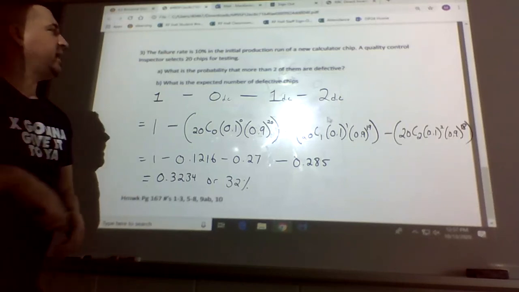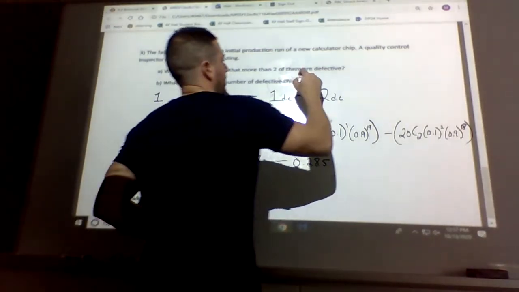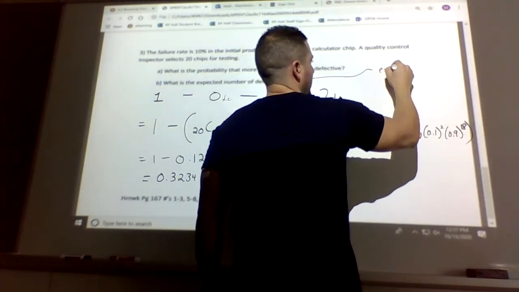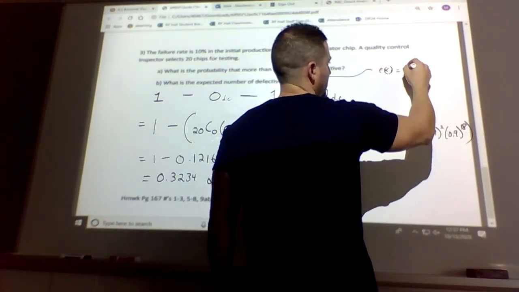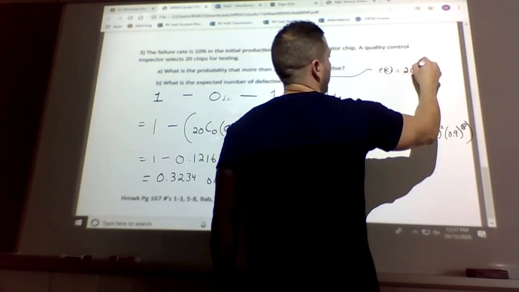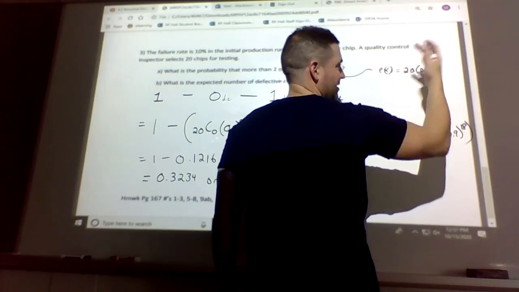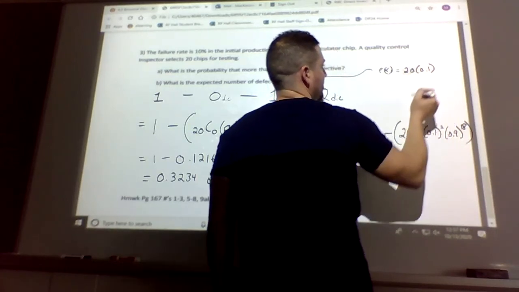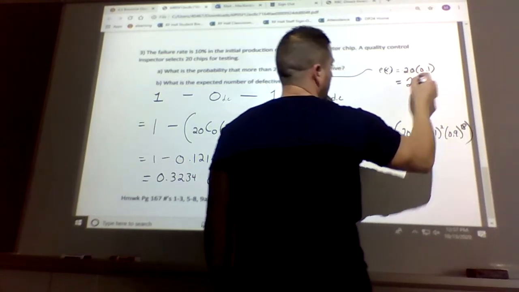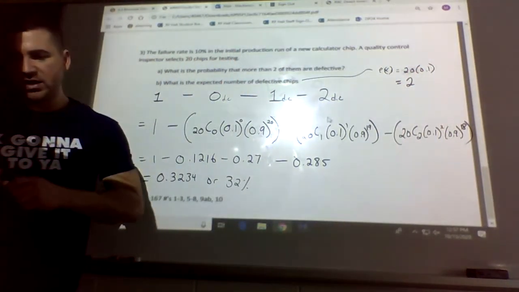Okay, and what is the expectation? So the expectation is the number of trials, which is 20 chips, and the probability of success, or in this case defectiveness, is 0.1. So we should expect 10% of 20 is 2. So we should expect 2 out of the 20.